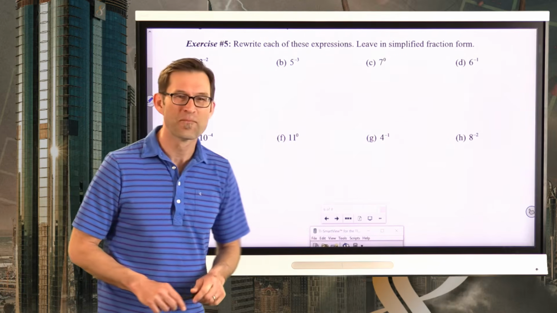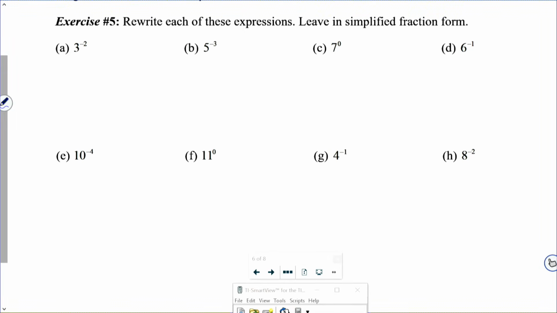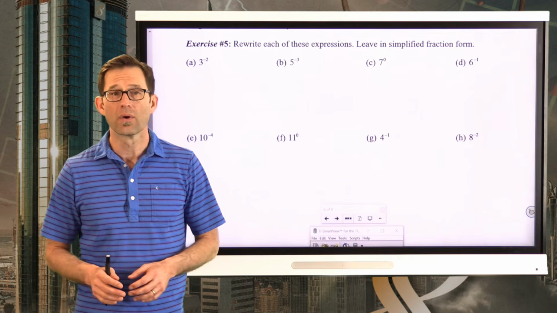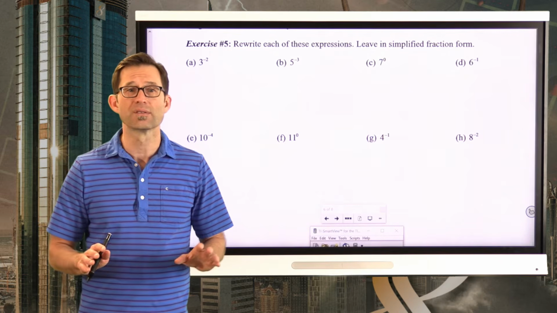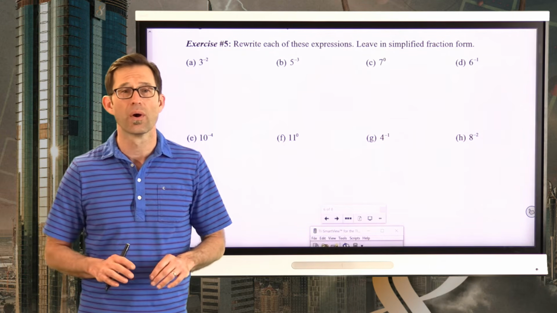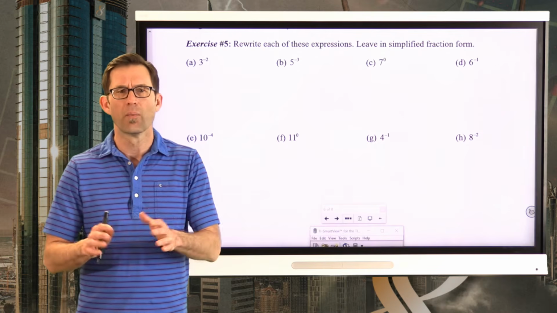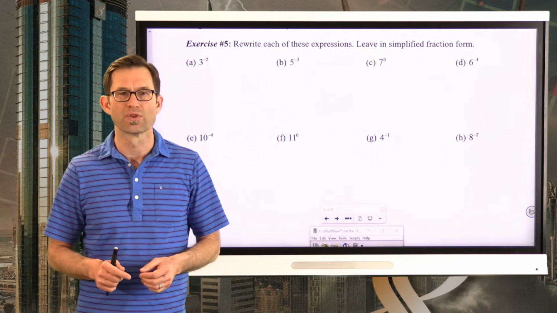So let's get some practice. Exercise number 5. Rewrite each of these expressions. Leave in simplified fraction form. All right, so what I want to do is not only rewrite these things with no negative or 0 exponents, but I also want to come up with actually what those numbers are equal to.